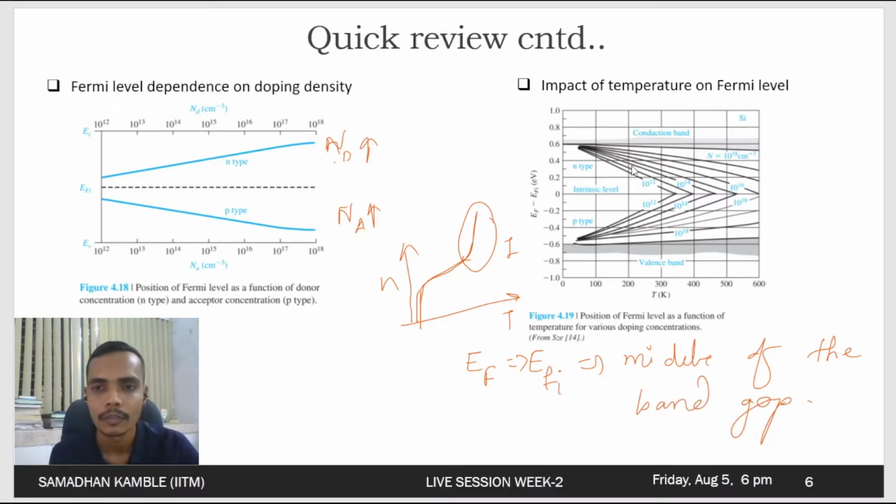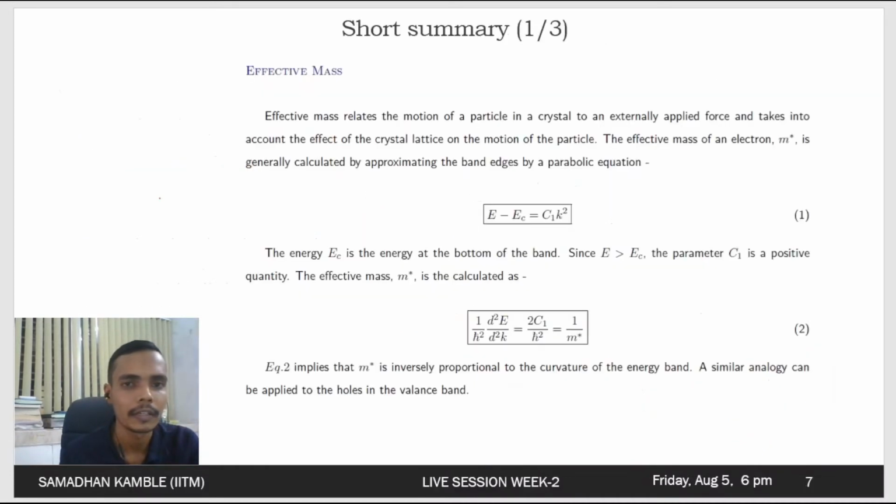Okay, so I think this is all about the review, and all that I discussed is summarized just for completeness. So effective mass is given by this particular formula, in which m star, as you can see here, is inversely proportional to the double derivative of energy with respect to k, that is our wave vector.